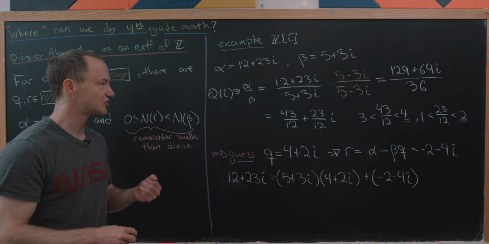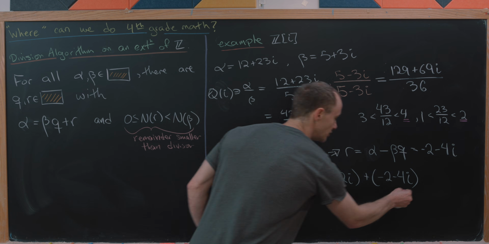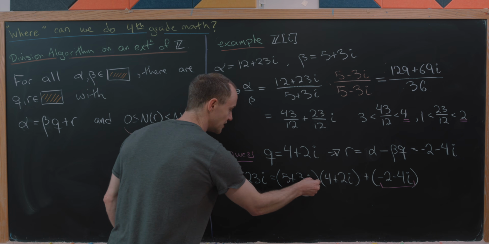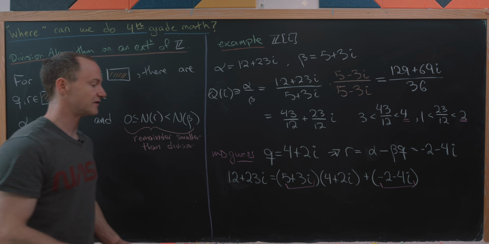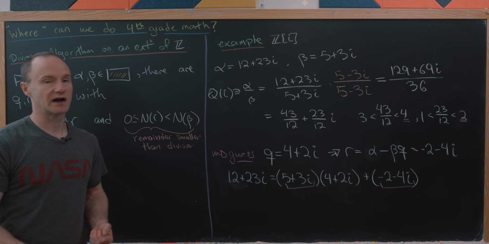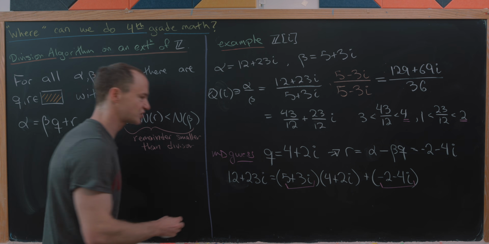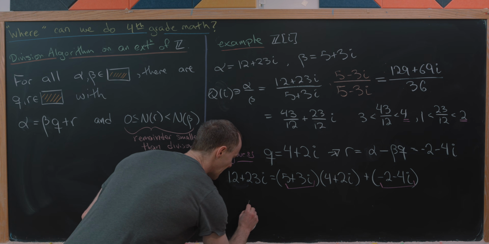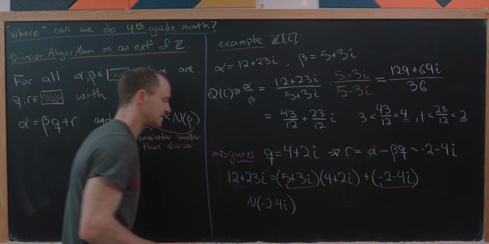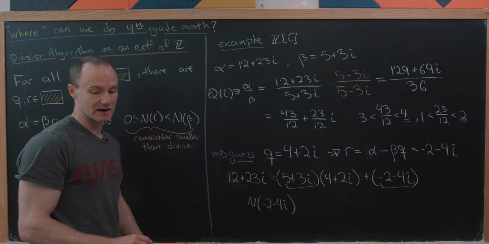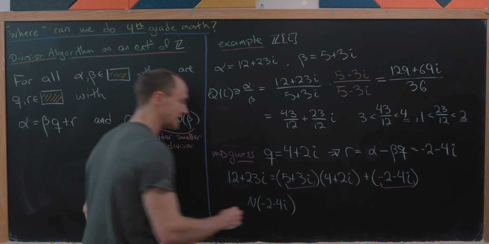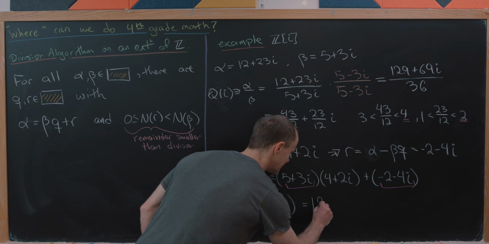And now we just have to check that the norm of this remainder is strictly less than the norm of this 5 plus 3i, which is the divisor. So let's look at the norm of minus 2 minus 4i. It's pretty easy to see that that number is 4 plus 16, so that's going to be equal to 18.